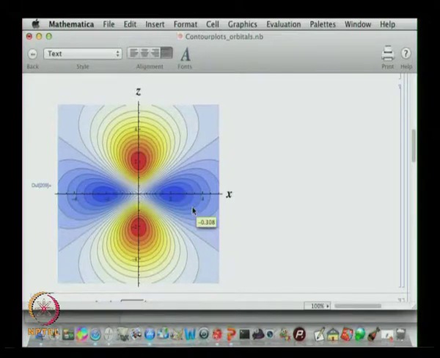When I point to one of the lines, you see this is the line along which the value of the function is negative, and it has a value of minus 0.3. So, this is the appearance of the 3D z square atomic orbital. Okay. Then we have to worry about other atomic orbitals.